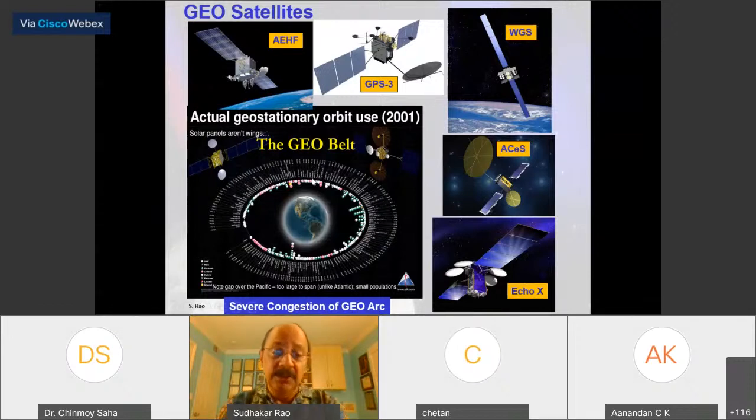So now we are looking into using higher bands instead of C-band, Ku band, and Ka band. We're planning to use V and W bands so that you get very large bandwidth, 5 gigahertz instead of 500 megahertz. Another advantage is you can reduce the spacing between adjacent satellites from 2 degrees to less than 1 degree, so that you can accommodate more satellites. That will also reduce the size of the ground antennas.